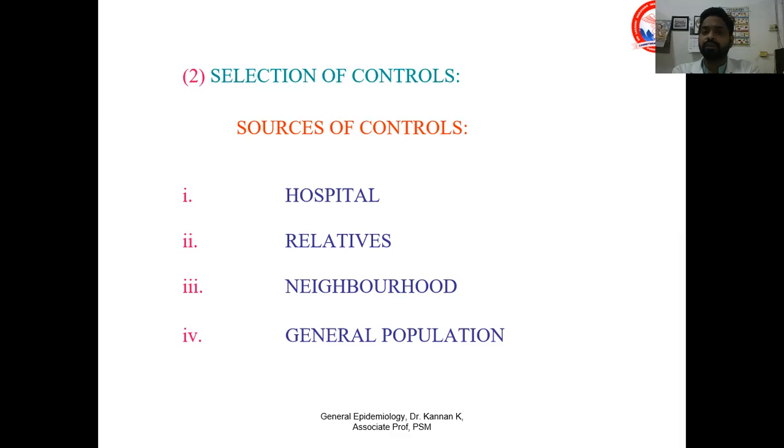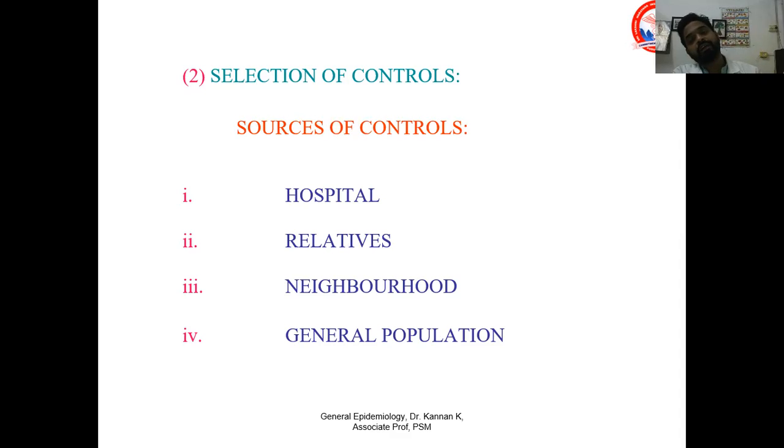And selection of controls. Sources of control can be a hospital, relatives, neighborhood, or general population. In a hospital, we can get other patients other than the disease under study. Suppose, for example, if you are going to study cardiac attack, MI, myocardial infarction, we can take other hospital patients who have been admitted for some other disease like liver cirrhosis or something else, which is totally different from the disease under study.